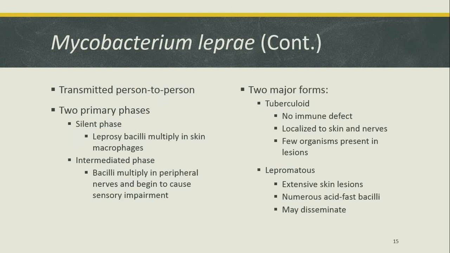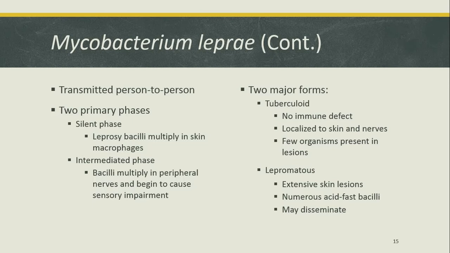Again, this is transmitted person to person. There are two phases. You've got the silent phase where the bacilli multiply in the skin's macrophages. Then you've got the intermediate phase where the bacilli multiply on the nerves, and that's when it begins to cause sensory impairment. So they have two forms, a tuberculoid form and a lepromatous form.